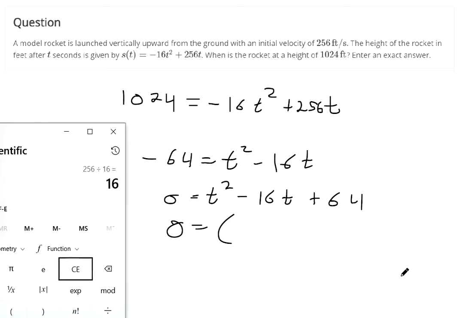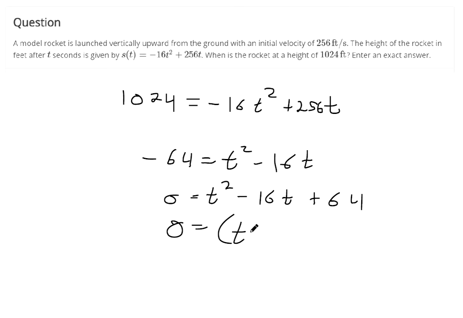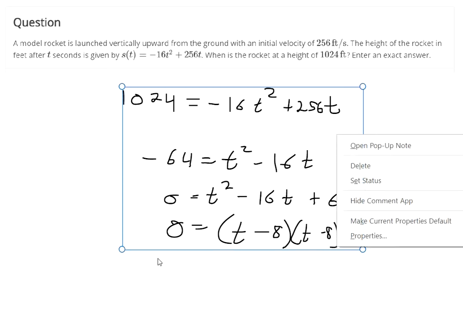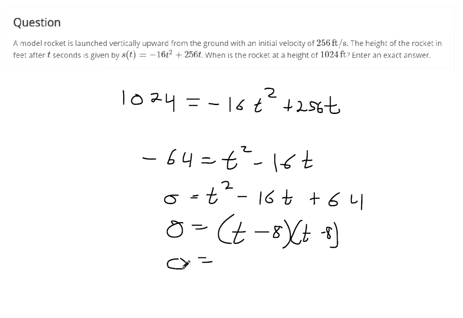What is that? 8 times 8 makes 64? Yeah. So the two numbers I need are t minus 8 and t minus 8. Because that multiplies to make this up here, that's two numbers that multiply to be positive 64 but add up to be negative 16. So I think that's it. You can just jump right to the conclusion. t equals 8. So when is the rocket at 1,024 feet? We just found out: 8 seconds into the launch.